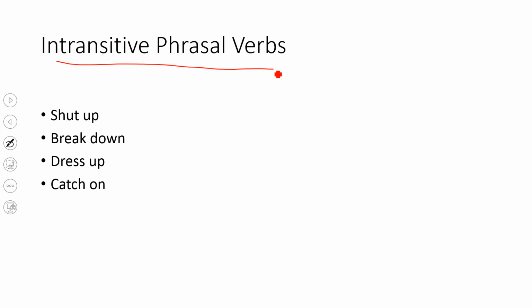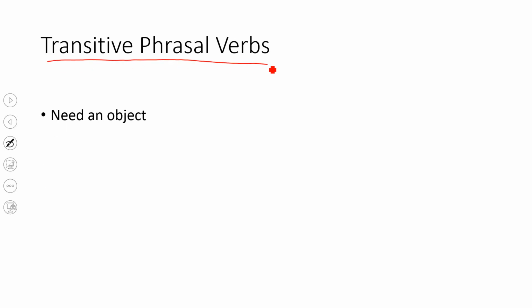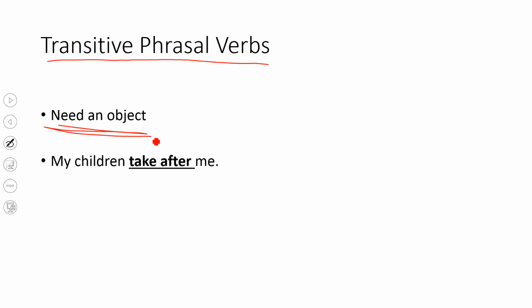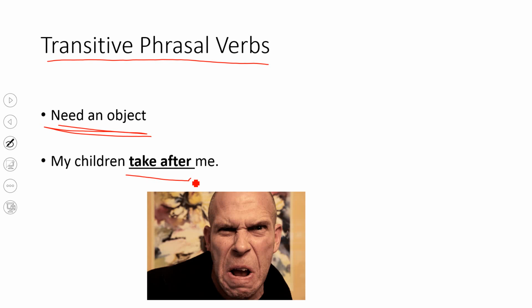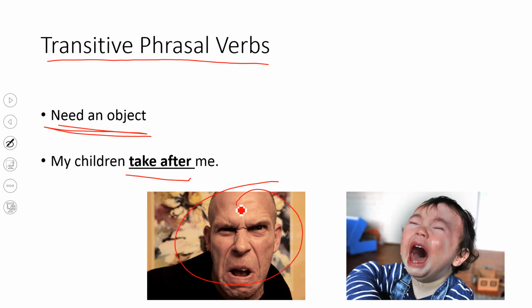Let's move on, and we'll talk about transitive phrasal verbs, and these are the ones that need an object to complete the idea. For example, my children take after me. Here's me, and here's my children. So my children take after me. Take after means to either look the same or behave the same, as the child behaves the same as the parent.